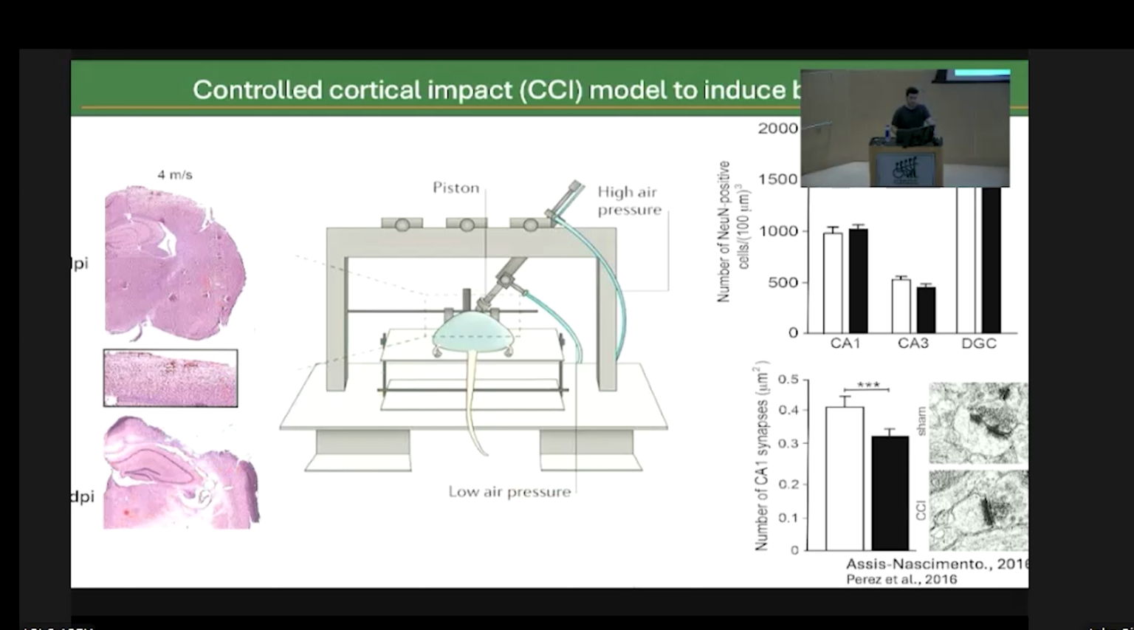When we went to quantify what's going on in the hippocampus, we wanted to know if there is any neuronal death. We looked at different neuronal populations in the hippocampus, the CA1, CA3, and the dentate granule cells, and we saw no significant neuronal death. However, when we assessed the synapses within the CA1 through electron microscopy images, we found a significant loss of synapses within the CA1. So what does this tell us? This tells us that we have an excellent model to study synaptic loss in the absence of neuronal death.